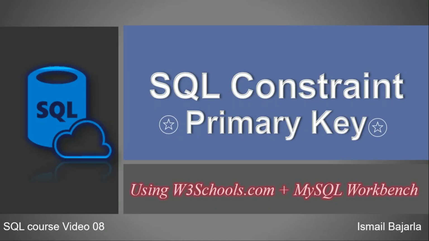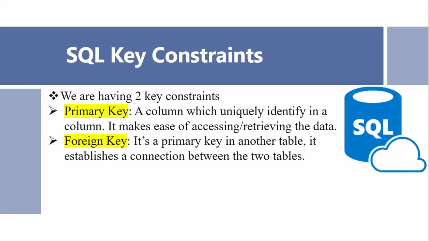In this video, we are going to learn what is a primary key. Before knowing the primary key, we have key constraints: one is primary key and another one is foreign key. A primary key uniquely identifies a column, which makes it easier to access or retrieve the data in a database. That means it helps to retrieve the data from the database.